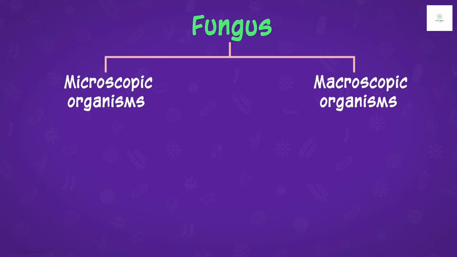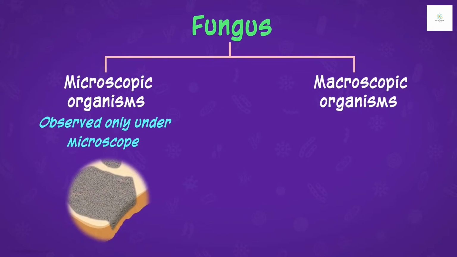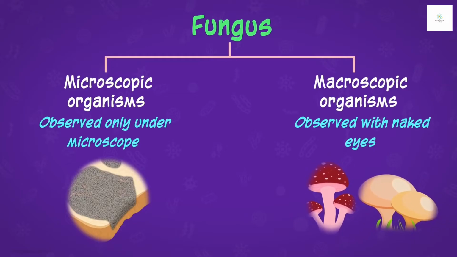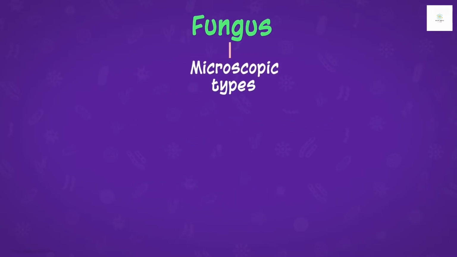What do we mean by this? Microscopic means those which can only be observed under the microscope. So the cottony growth that you find on stale bread can be included in this category. On the other hand, macro means huge. So those which are big enough to be observed with naked eyes are macroscopic organisms. Which organisms can we consider as an example of this type? Well, mushrooms and puffballs can be included in this category. Let's talk about the microscopic types first.